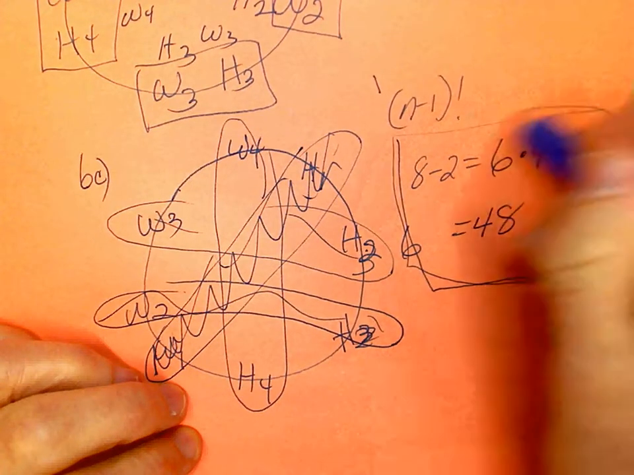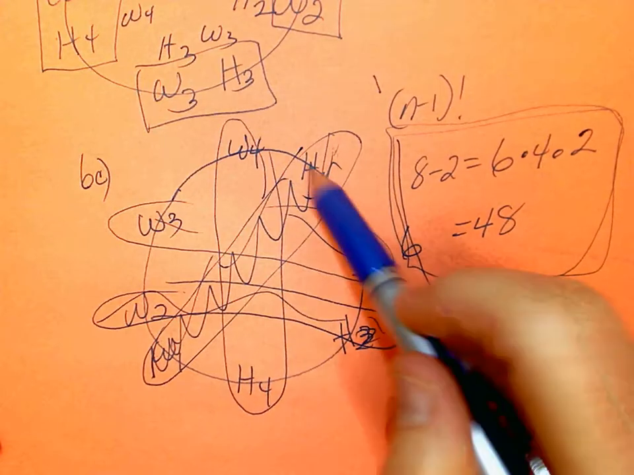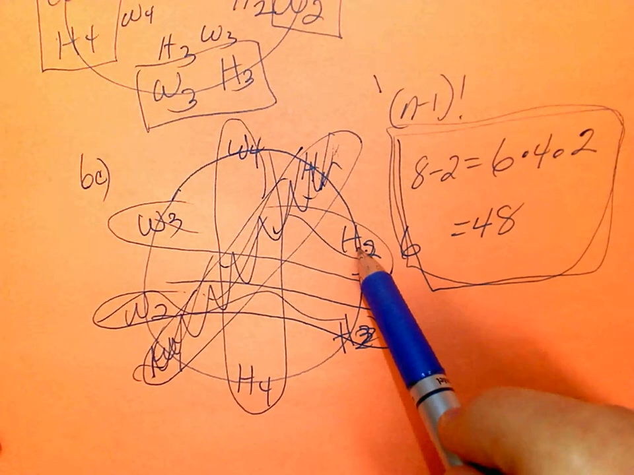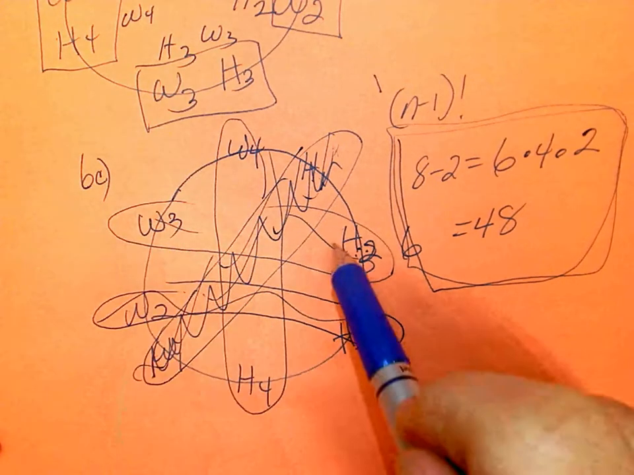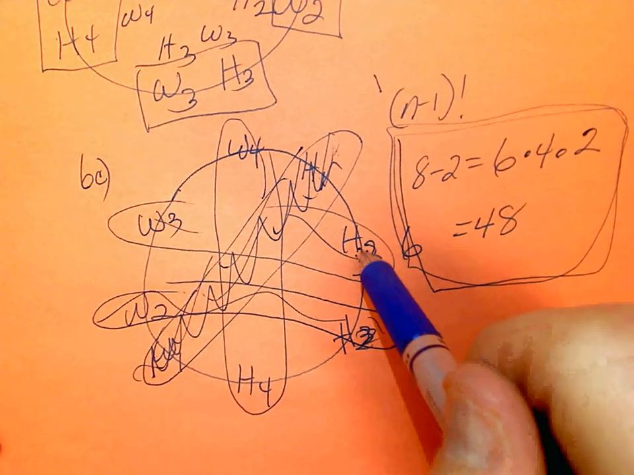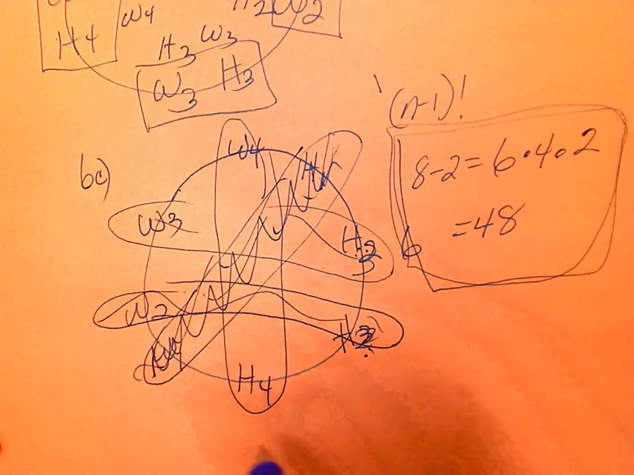Okay, so basically once you choose a couple, there's 6 left to choose from there. Once that couple's gone, then I'm down 2 people, I'm down to 4. Once that couple's down, I'm down to 2. So that's 48.